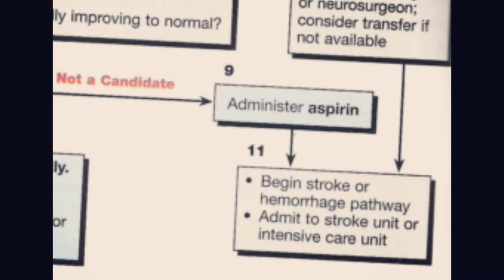Since he is not a candidate, we will give 300 milligrams of aspirin rectally to prevent potential aspiration due to acute embolic stroke. You can see how the ACLS algorithm for acute stroke treatment is dictated here for this particular patient on the screen now.